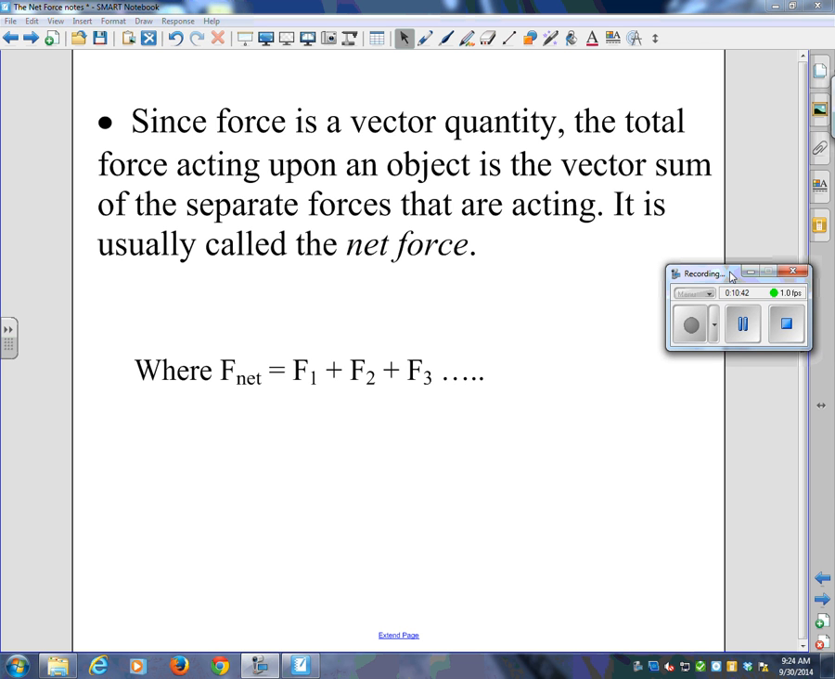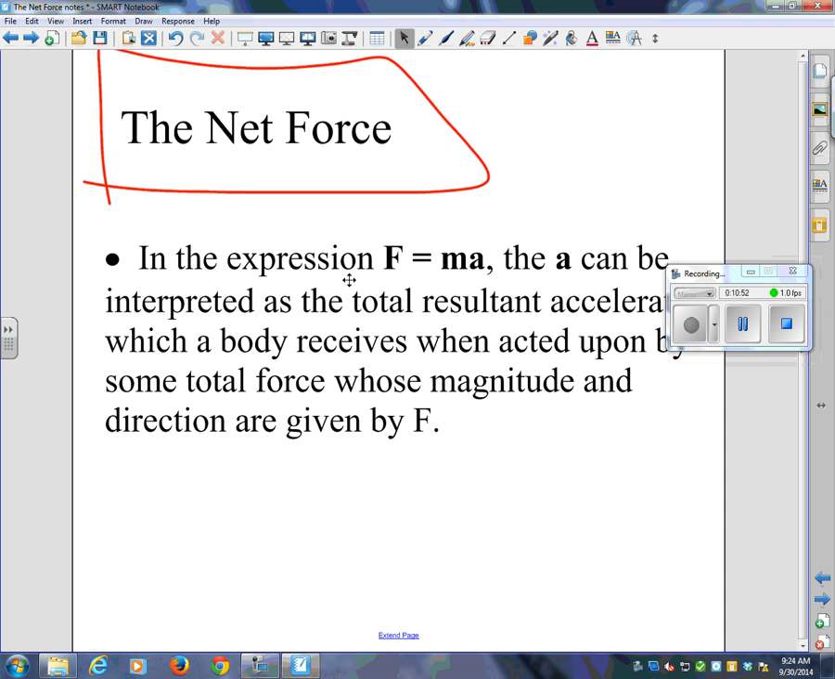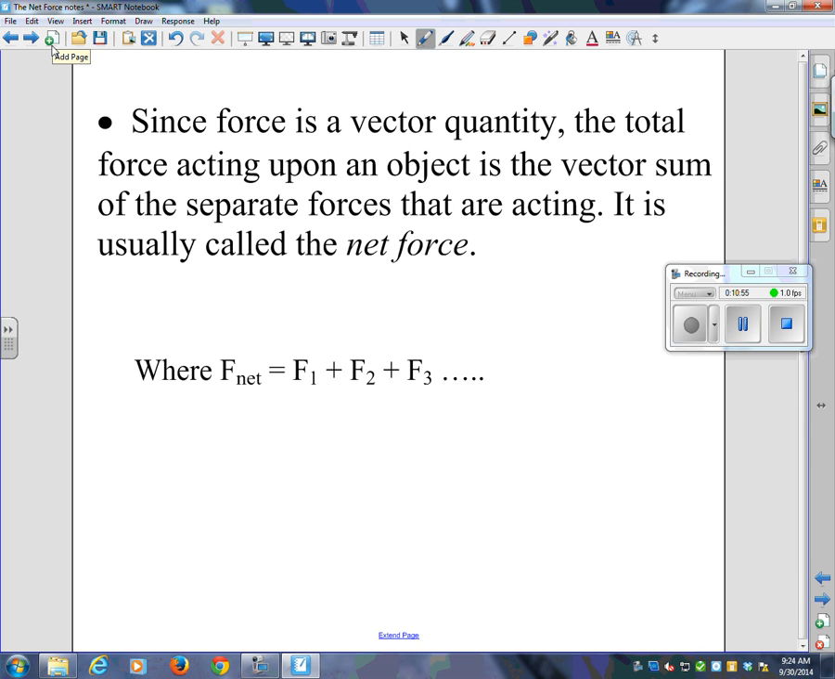Since force is a vector quantity, the total force acting upon an object is the vector sum of the separate forces that are acting. It is usually called the net force, where F net is equal to F1 plus F2 plus F3 plus F4 and so on, where there are multiple forces.